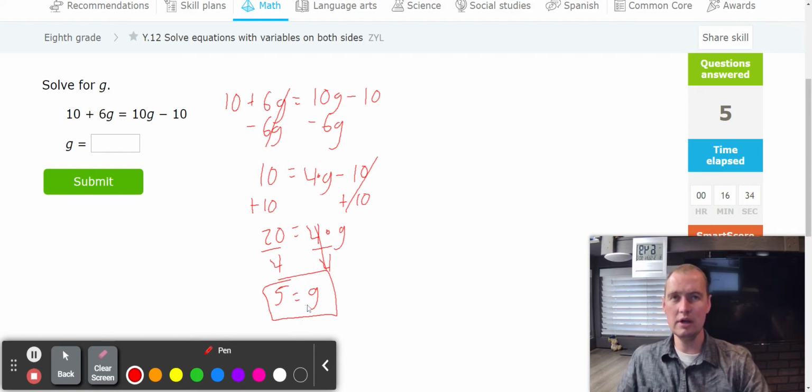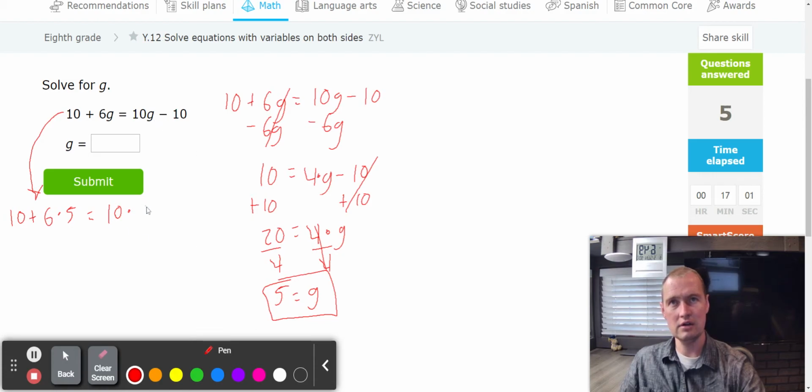Now, have you ever wondered, is it possible to check these? Because remember on one- and two-step equations, I used to check them. Well, we can check them on this one as well. So check this out. I'm going to bring down the equation right here. If we have 10 plus 6 times, remember, g is 5, so 6 times 5 equals 10 times, there's g again, g is equal to 5, so 10 times 5 minus 10. Both sides should be equal, and if they are, you know you got it right.